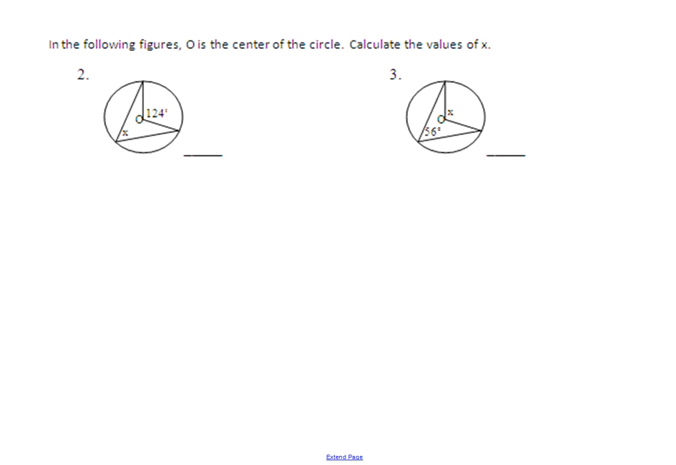Number 2. If O is the center of each circle, calculate X. Well, the 124 degrees is the vocabulary word you need to know. That's called a central angle. And this X is an inscribed angle. The inscribed angle is always half as wide as the central angle. And if you get confused which is double and which is half, just look at it. You can see that this is a real wide angle.